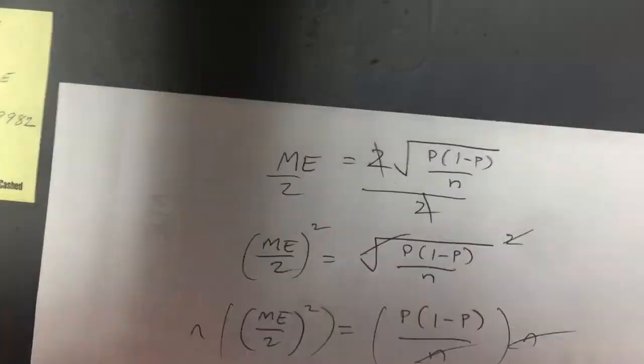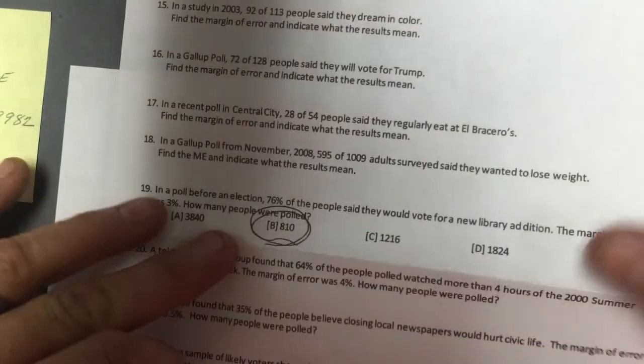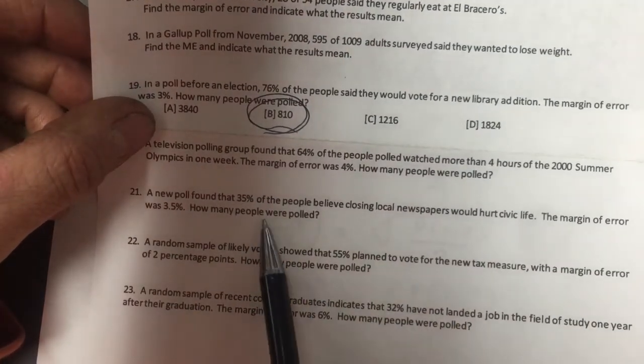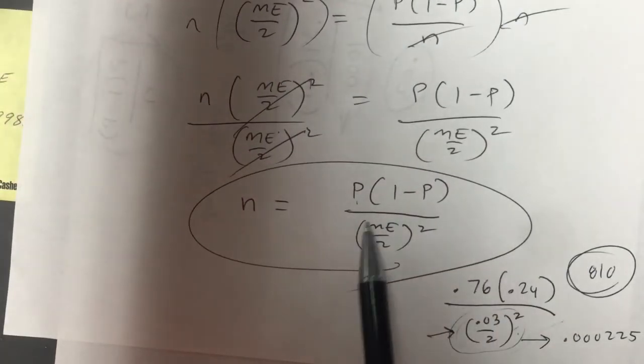There are a few questions like that at the end here. How many people were polled? So you use this equation right here for those.